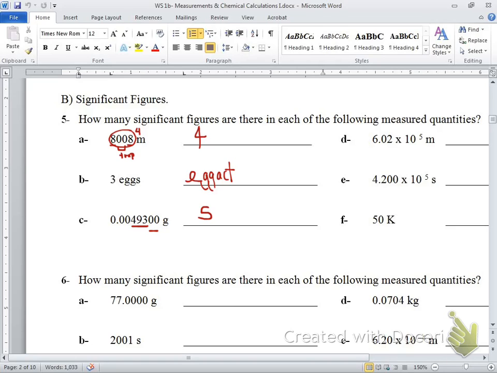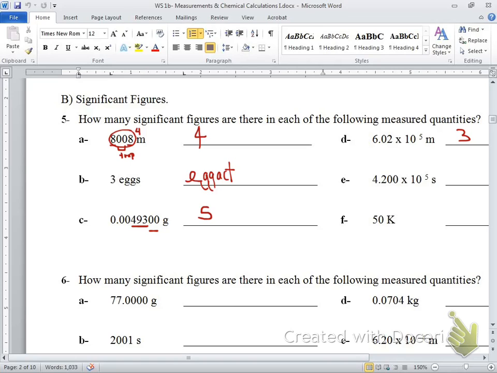What are the non-zero digits? 6 and 2, right? And then what is this zero? Trapped, right? So I have the 6 and the 2 and the trapped, so that's 3. You don't count this, because it's only representing placeholders. If this had zeros behind it, those would be significant. You would write those in here if they were significant. Here, they're written because they're significant.